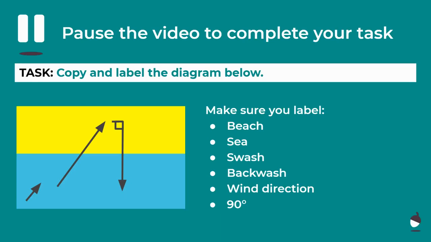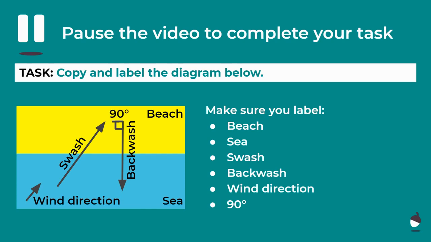Welcome back. Your diagrams look very neat. Well done. So you should have, give them a tick, beach, sea, swash, and it's really important you've got that angle on swash. Backwash, make sure it goes straight back down your page. You've got that wind direction, and that should be the same angle as swash. So just have another go if you need to tweak it slightly. And then 90 degrees on that backwash arrow to help you remember.